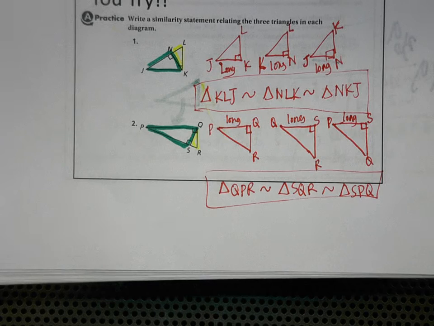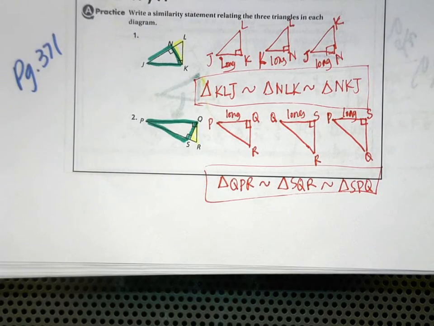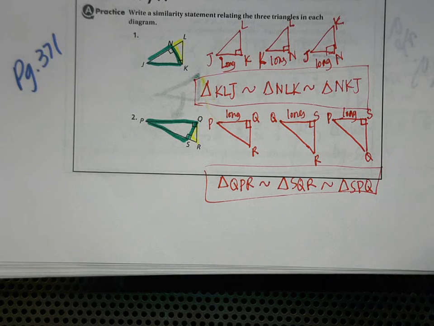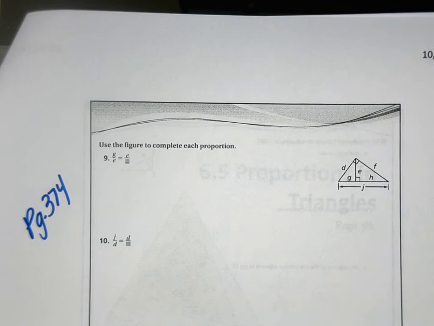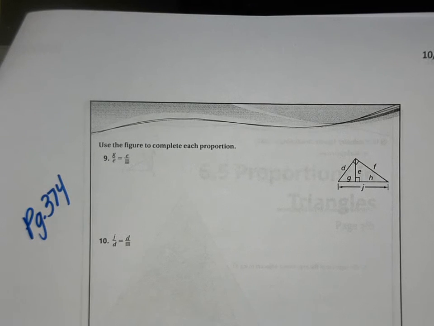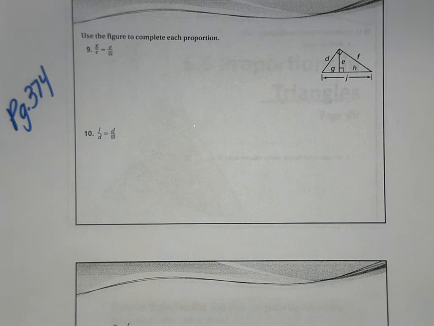Okay, so that was all on page 371. Okay, so now we are gonna move to page 374. Okay, and this is it. We're just gonna do problems 9 through 12, and then we're done. Okay, so first of all, what should I always do first? Very good. Separate the triangles. So let's separate them to make sure that we can write them correctly.